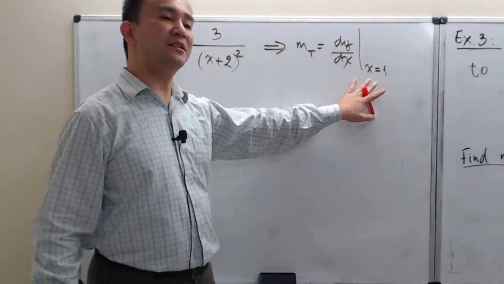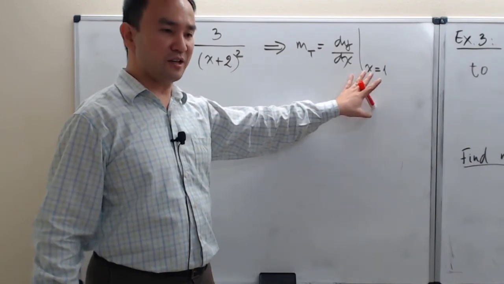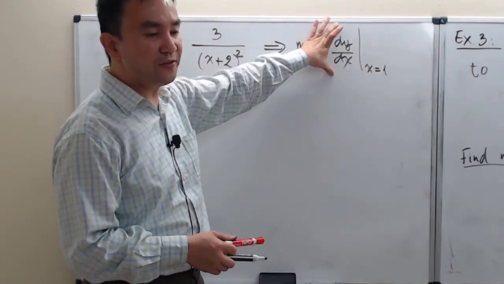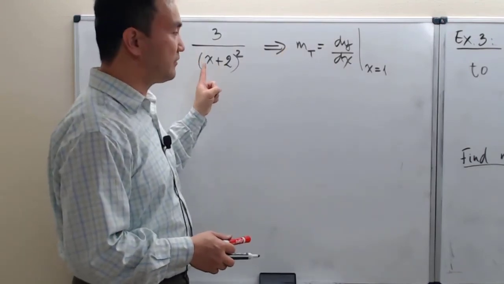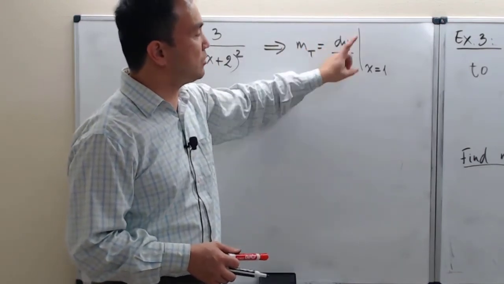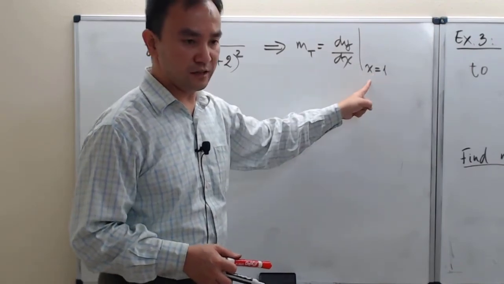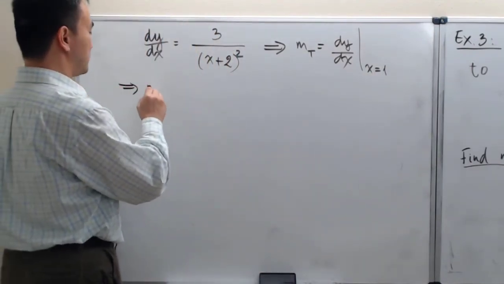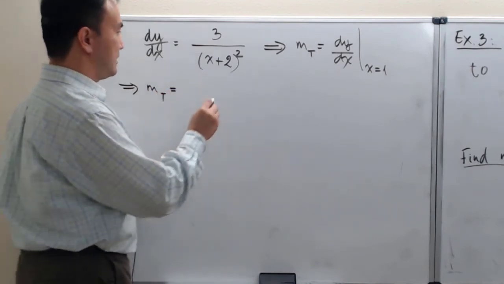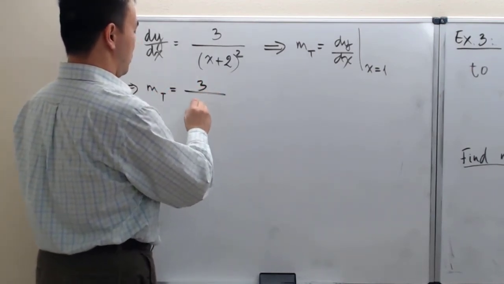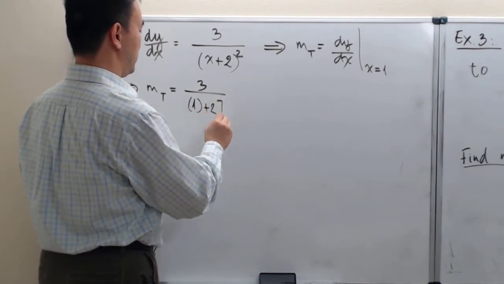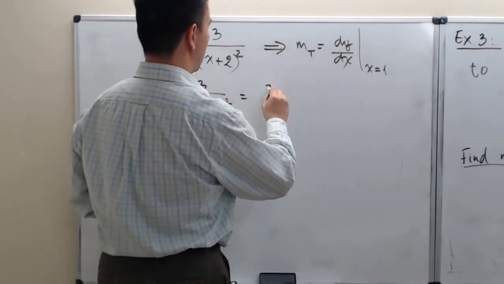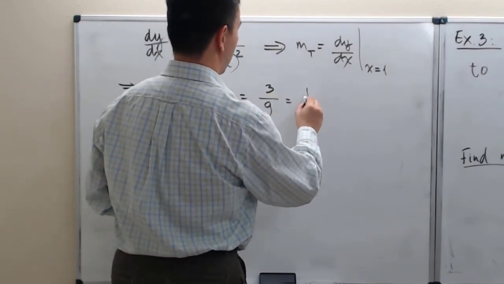Recall this symbol I introduced in the earlier lecture. It simply indicates that from our previously found derivative, we are now going to substitute or evaluate at the input x equals 1. So the slope of the tangent line equals 3 over 1 plus 2 in parentheses squared. That is the same as 3 over 9, which is 1/3.